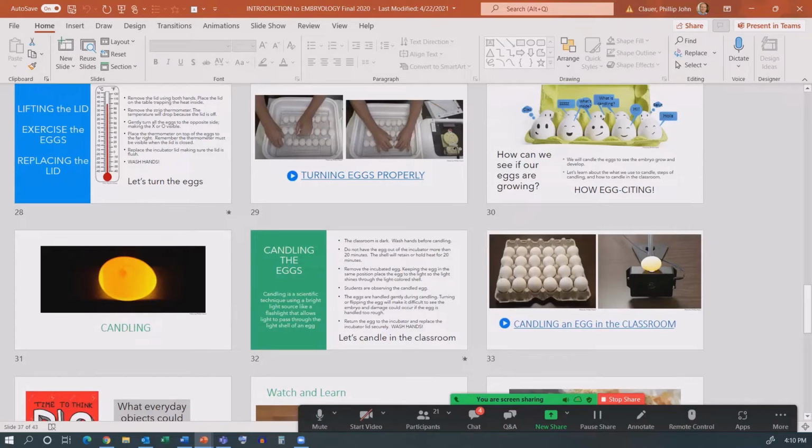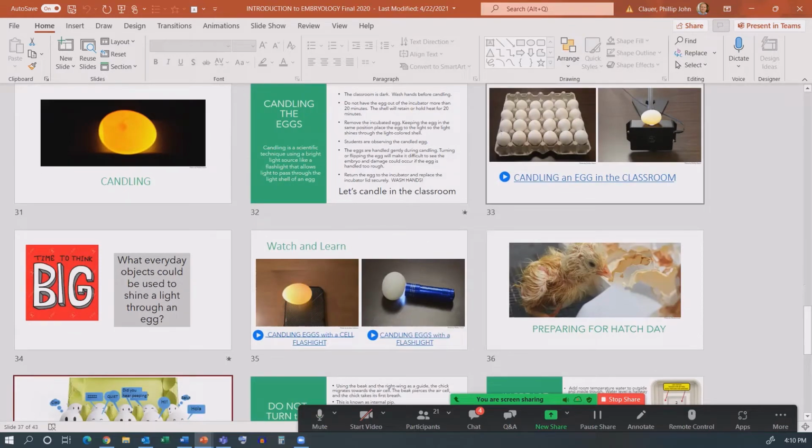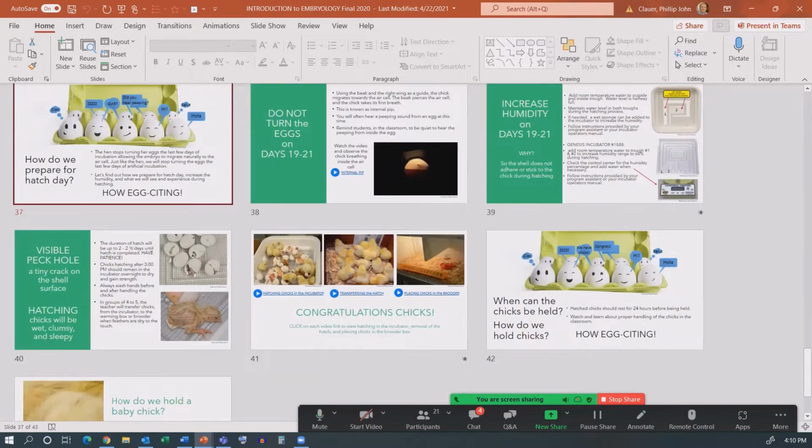And so, you can see and get the gist of this. It shows you things we do in the classroom. We want people to handle eggs in the classroom as they're developing to see what happens. So we have Learn Now videos on how to do that with a cell phone, with an LED light, those types of things. And then the hatching takes place.